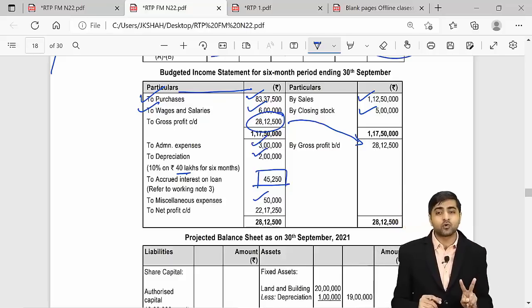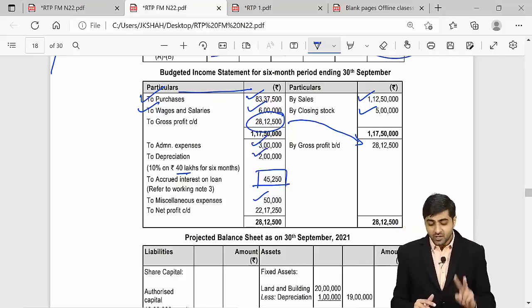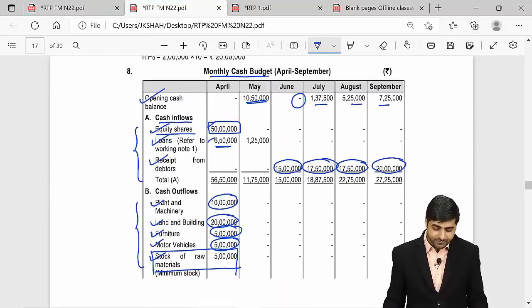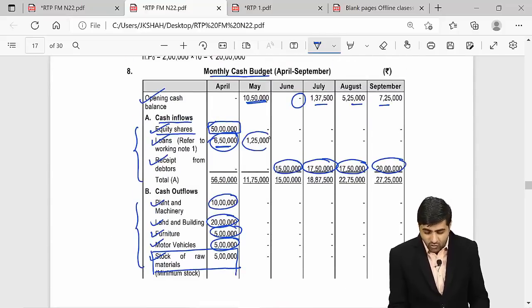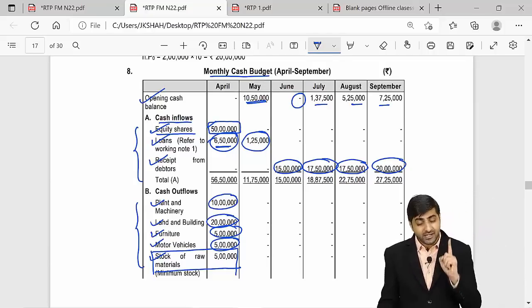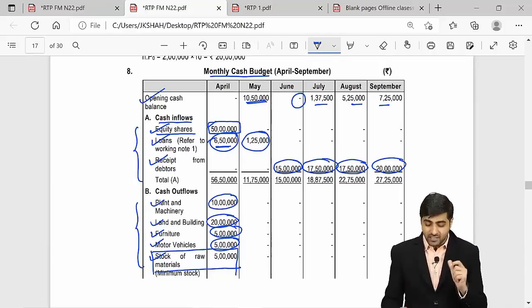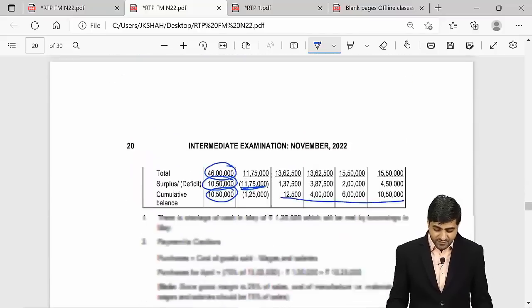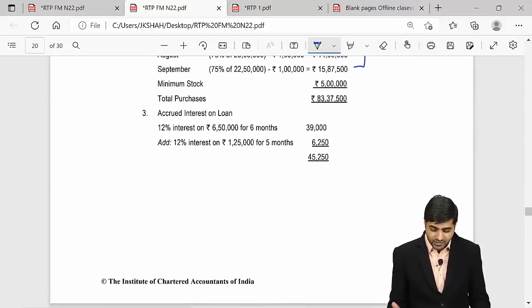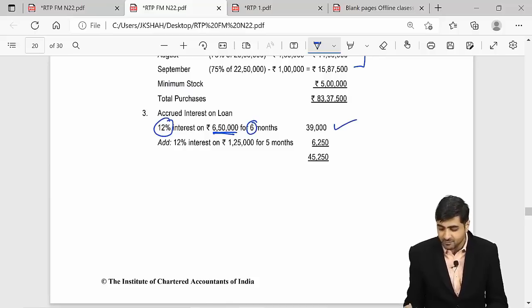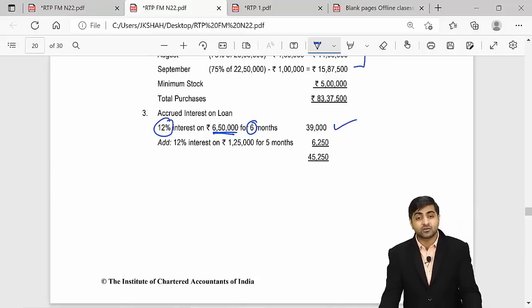So there are two types of loans which you are taking in this particular question. The first loan which you are taking is on 1st of April, which is nothing but amounting to rupees 6,50,000, and the second loan you are taking is in the month of May. So basically here the rate of interest is going to be the same, but the interest calculation will be for different time period. So they have specified that by the way of your working note. Here 6,50,000 at the rate of 12% will be for 6 months. So that will come to 39,000 rupees.